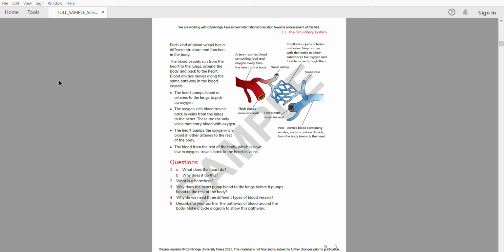Okay, we've spoken a little bit, of course, about the function of each blood vessel: the artery that carries blood containing food and oxygen away from the heart, the capillary where the exchange of materials takes place, and also the veins that carry blood containing wastes such as carbon dioxide from the body towards the heart.